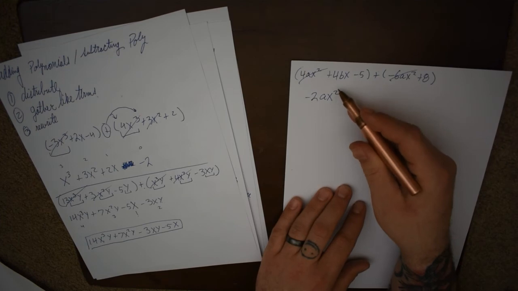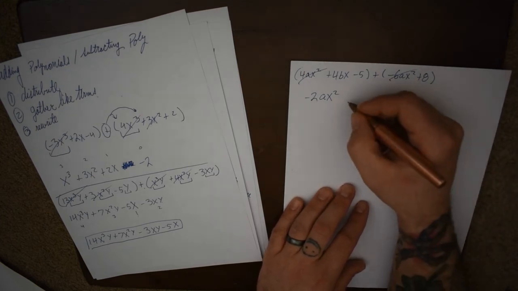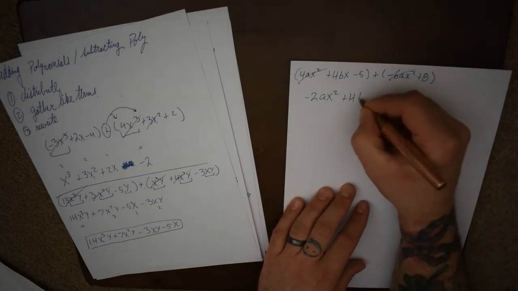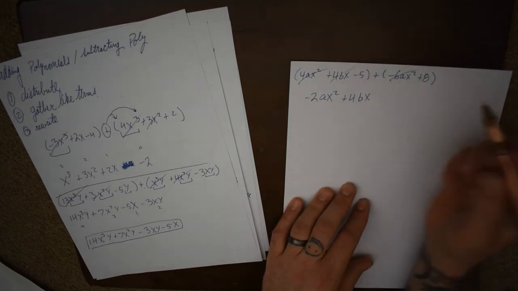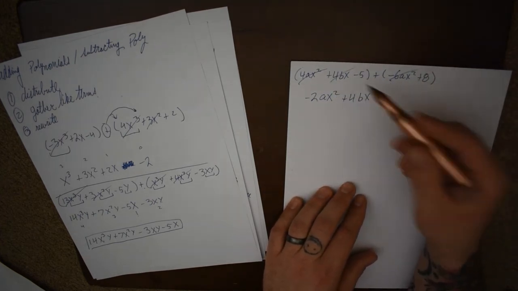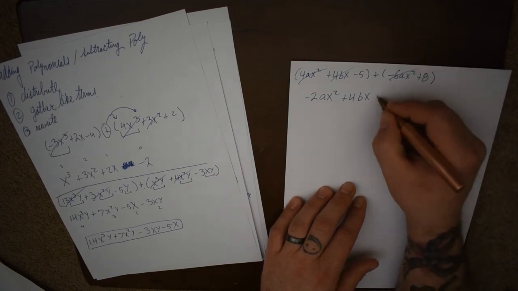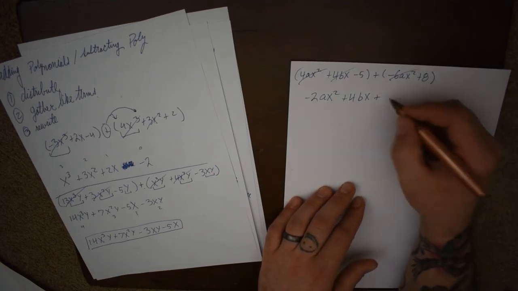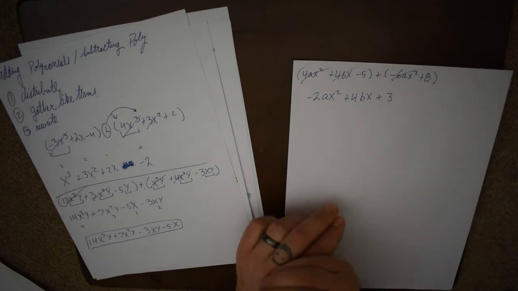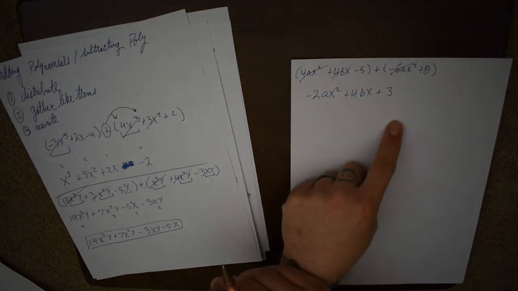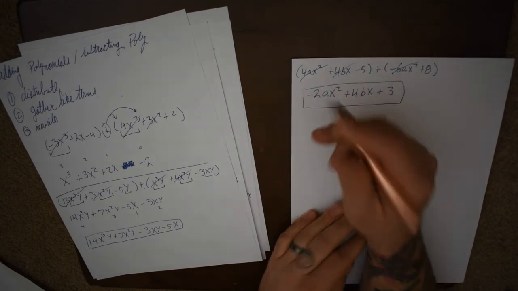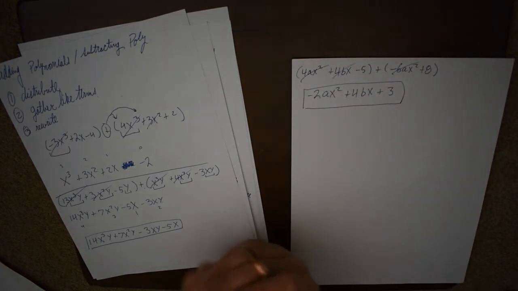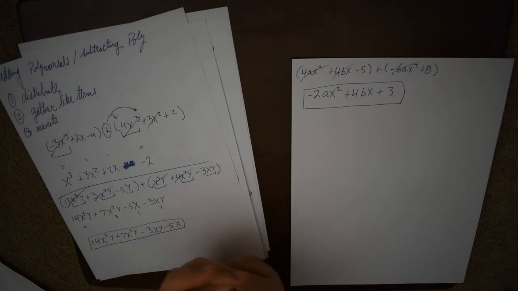Then we have a plus 4bx, and we don't have any bx's over here. And finally, we have a negative 5 plus 8, which gives us plus 3. We've already got our powers decreasing, so this would be the final form for that polynomial. Distribute, gather like terms, and rewrite.